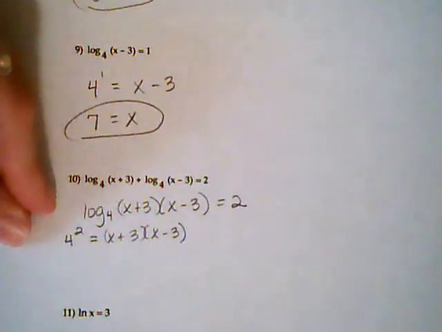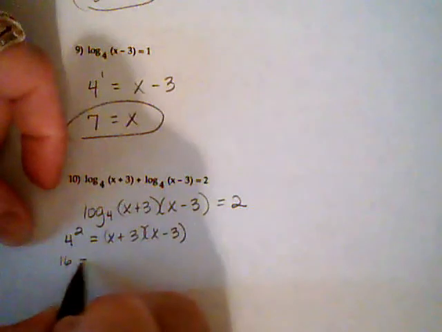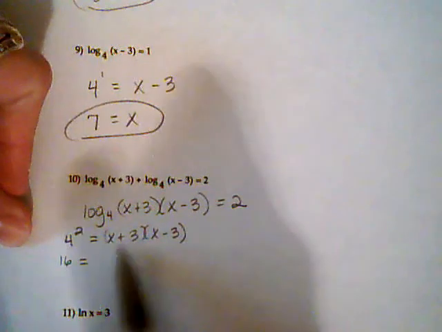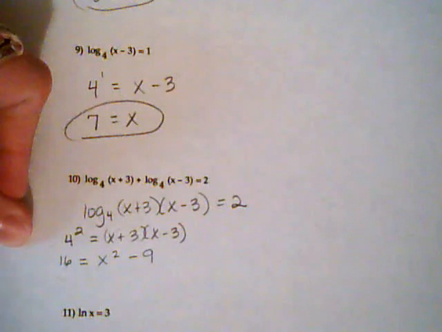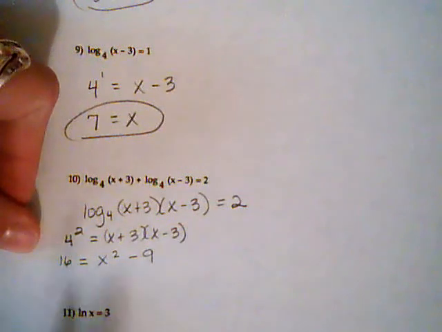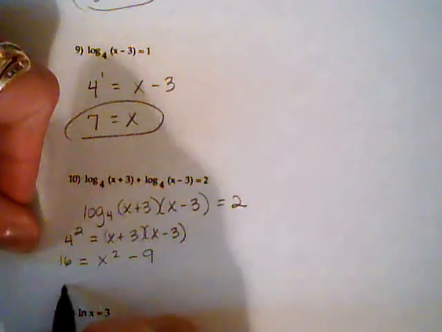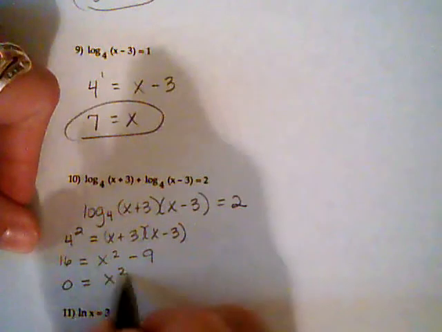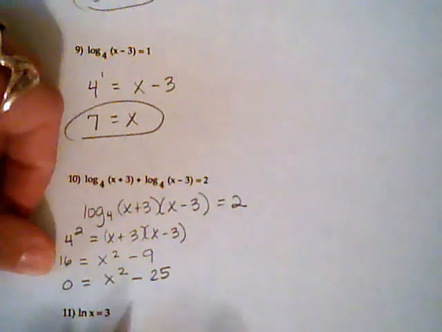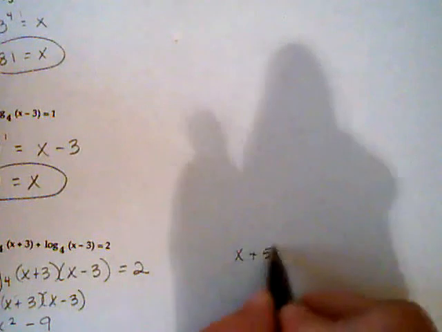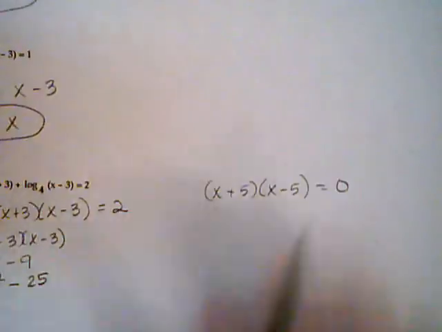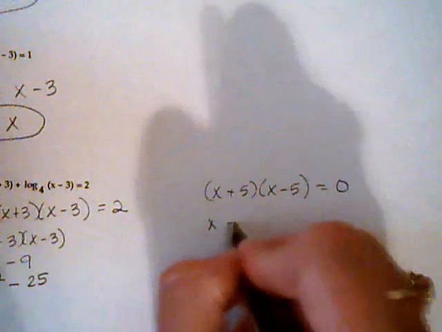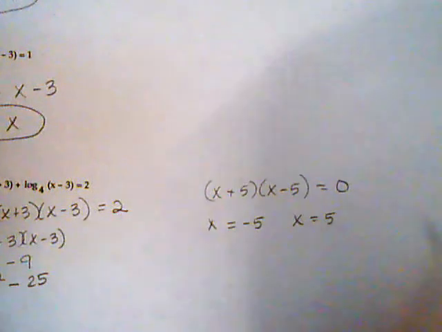Okay, so that gives us an equation we can work with. So I would have 16 equals, when we multiply these out with the full method, x squared minus 9. So we can solve this by setting it equal to 0 since it's a quadratic. If I subtract 16, I'm going to get x squared minus 25 equals 0. That's going to factor as x plus 5 times x minus 5 equals 0. And remember, we can set each one of those equal to 0, which would give me the solution x equals negative 5 and x equals positive 5.